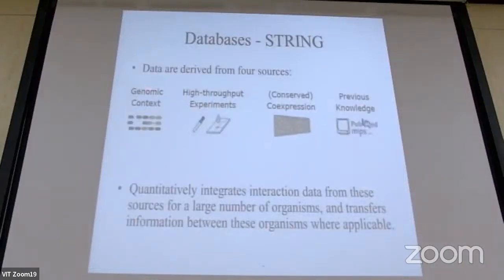So where does STRING get the data from? From genomic context, genome-wide association studies, it can get interaction data. From high throughput experiments, there are several pull-down assays from which you can get protein interaction data. Co-expression is also a high throughput method. And from previous publications, whoever has identified any other protein interaction, STRING also strives to get data from that publication. Yeah, for plenty of organisms it has.